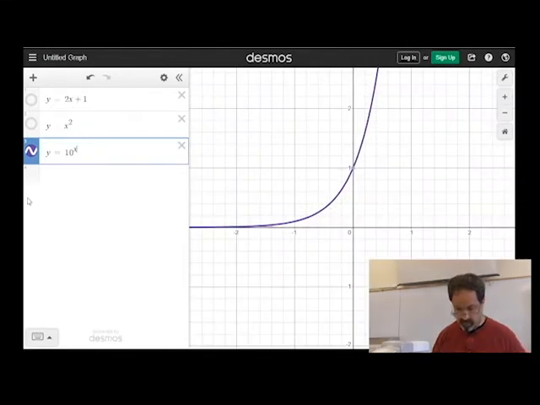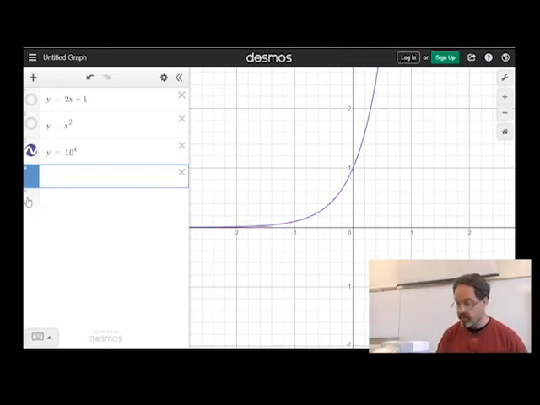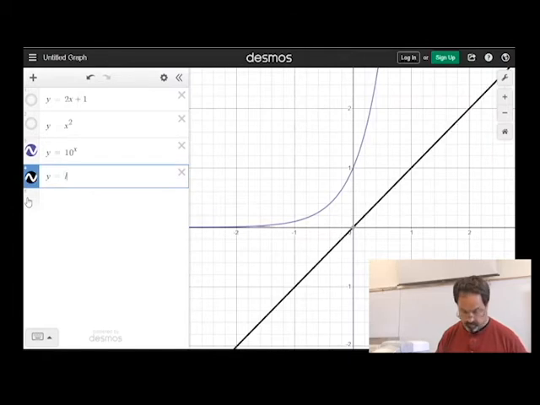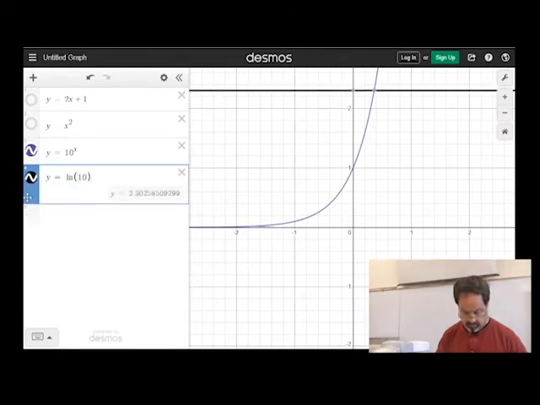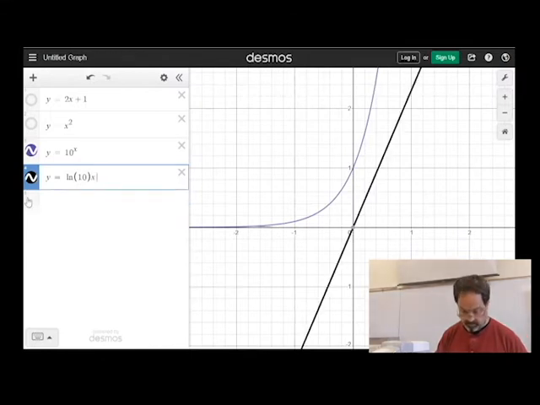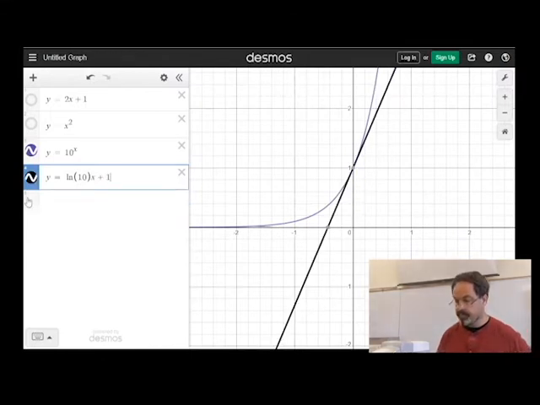I'm going to add an equation of a line to compare with our exponential equation. y is equal to the natural log of 10 times x plus 1. I chose this equation. It is a line whose slope is what's multiplying x, which is the natural log of 10. But I chose this equation because they intersect at the point (0, 1).